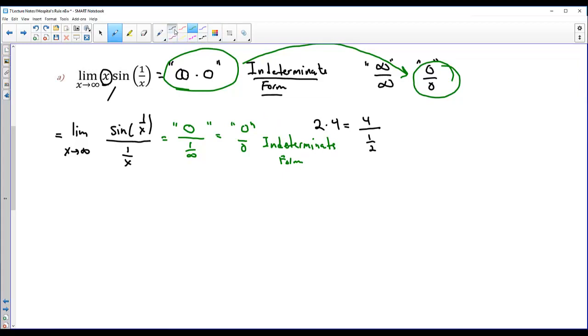And so let's use L'Hopital on this. So this is going to be equal to, what? The limit as x goes to infinity. Oh, and I should write out here, for your notes, we're using L'Hopital's rule.